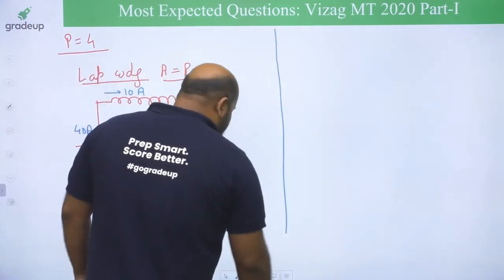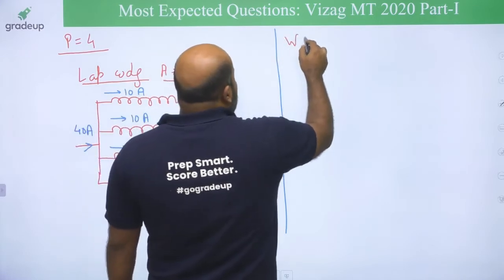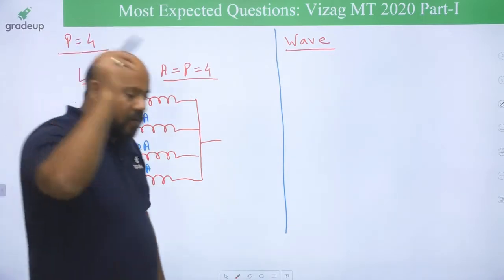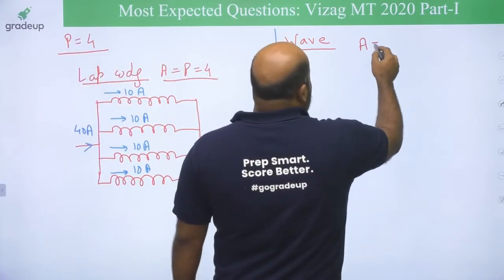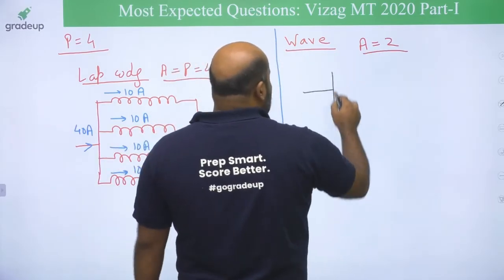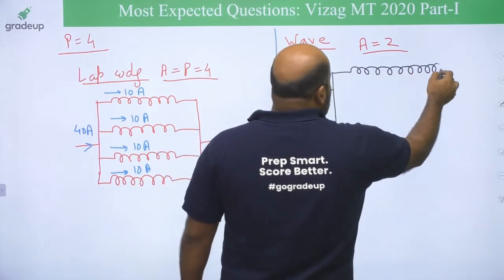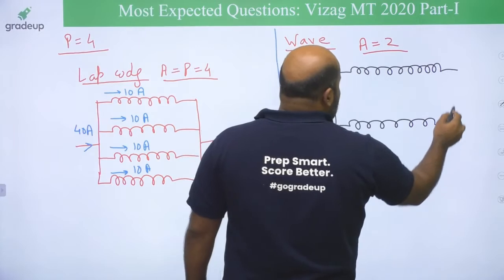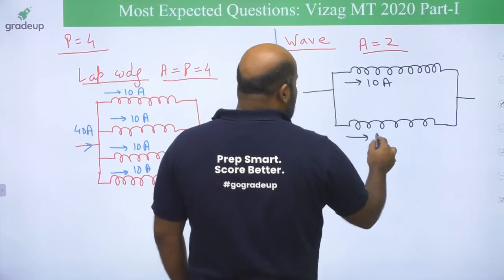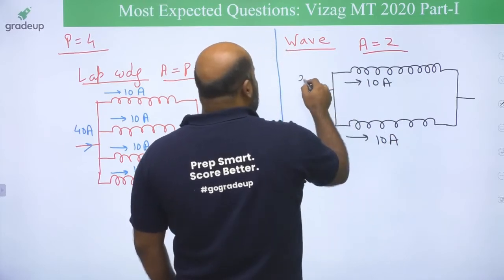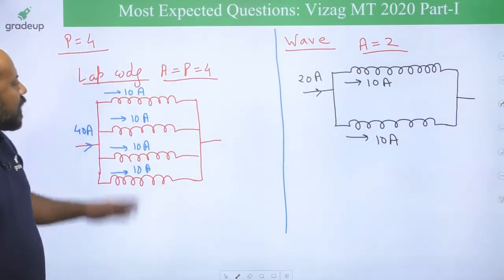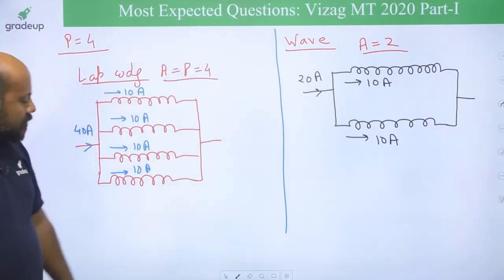If you come to the wave winding, in case of wave winding, irrespective of the number of poles, the number of parallel paths is always 2. So you can draw, there are going to be 2 parallel paths. Current without overheating is 10 amperes here, 10 amperes here, total current is 20 amperes. So you know the current in both the cases and you know the armature resistance in both the cases. So can you find the ratio?